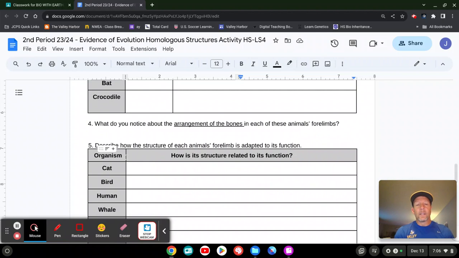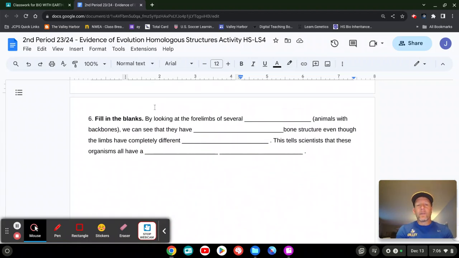Then on this one, how is it related to its function? So in a cat, how is that structure that you see related to its function? How does it help the cat function using those same bones that we use for arms as its legs? And then you're simply going to fill these in by looking at the forelimbs of several, and it says blank, animals with backbones. So you may have to look that up. What is an animal with a backbone? And then you will put several and you put that answer in there.